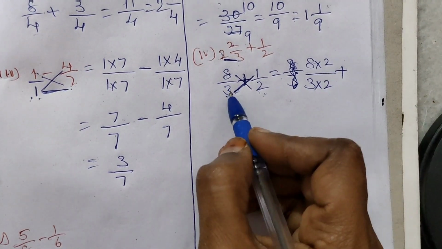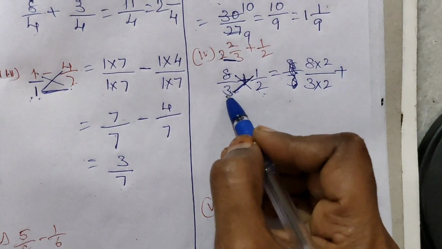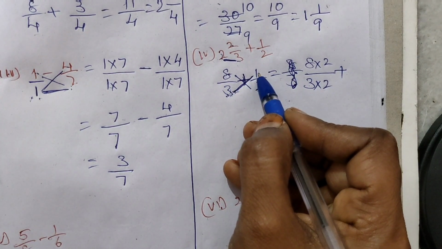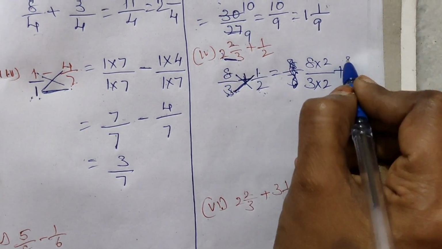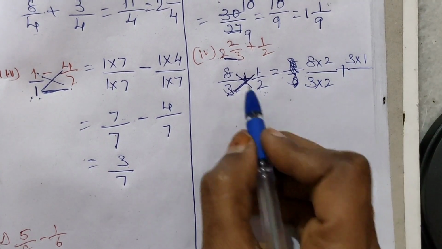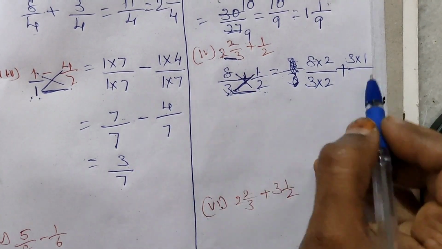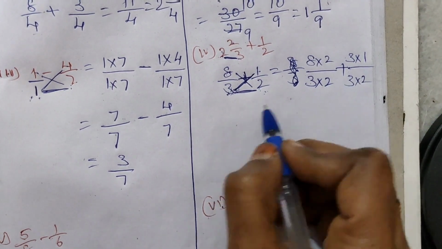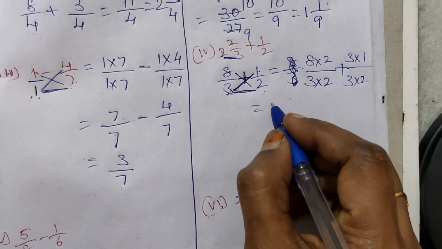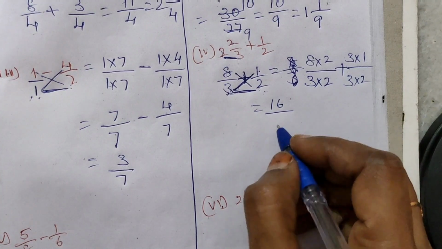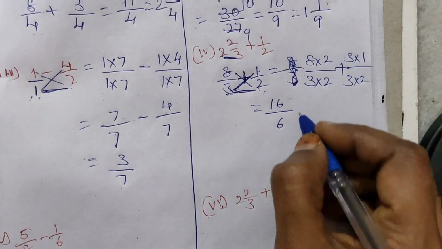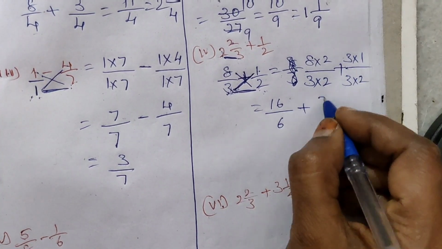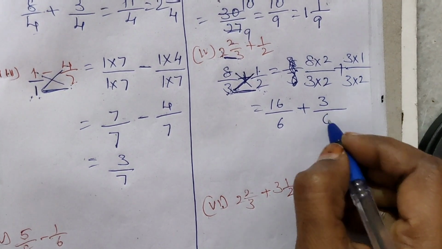Plus, next I will multiply this 2 denominator and second one numerator, 3 into 1. 3 into 1 by this 2 denominators, 3 into 2. Okay. So, 8 into 2, 16 by 3 into 2, 6, plus 3 into 1, 3 to 6.